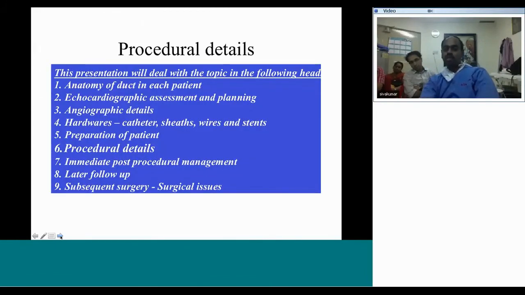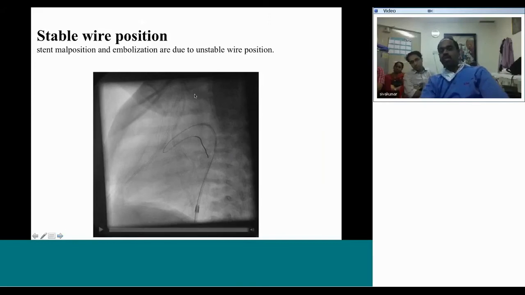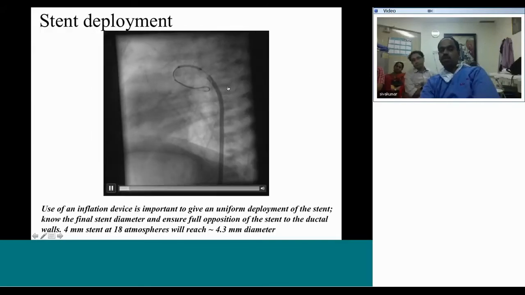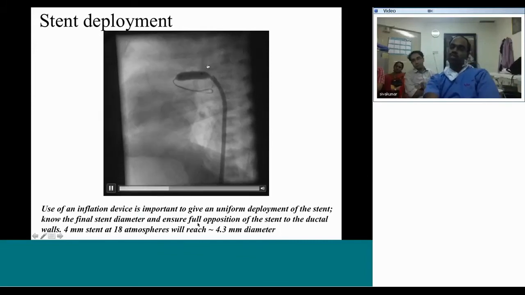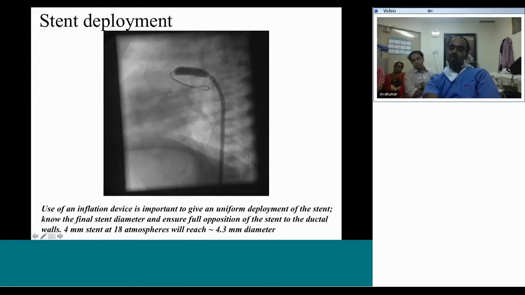Now about the procedural details. A stable guide wire position is extremely important, so you need to advance the guide wire sufficiently deeper. Then you cross with the stent. Use an inflation device to deploy the stent. Don't use the hands, because you need to know the diameter to which you are inflating.